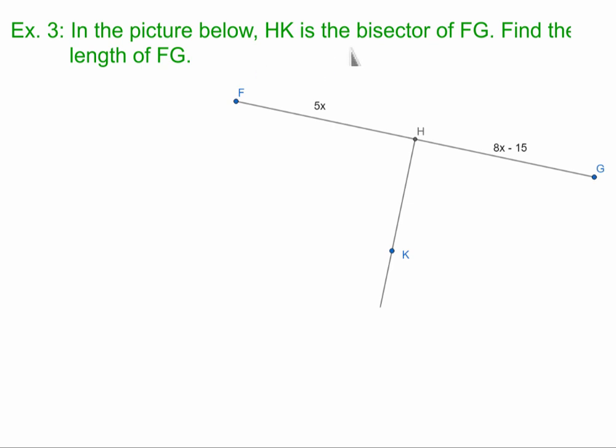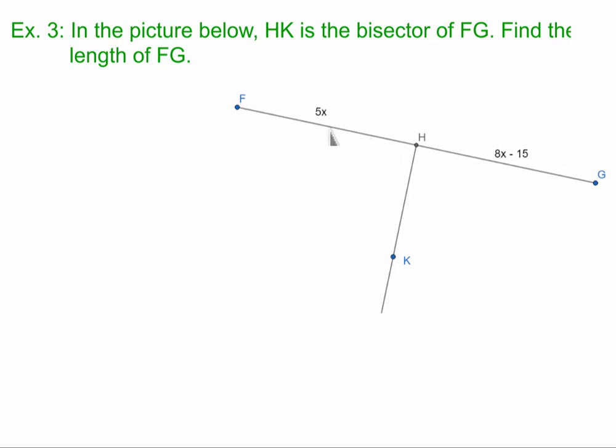So example 3 says, in the picture below, HK is the bisector of FG. Find the length of FG. All right, so we got to look at what we've got here. I'm trying to find the length of FG, meaning I want to know what is this whole length between these 2 points. And I know that HK is the bisector, meaning FH and HG are equal. They're exactly the same. So I know these 2 parts are the same. I know this one is 5x and this one is 8x minus 15. In order to find this whole length FG, the first thing I need to know is what's x? So once again, I can set up an equation.